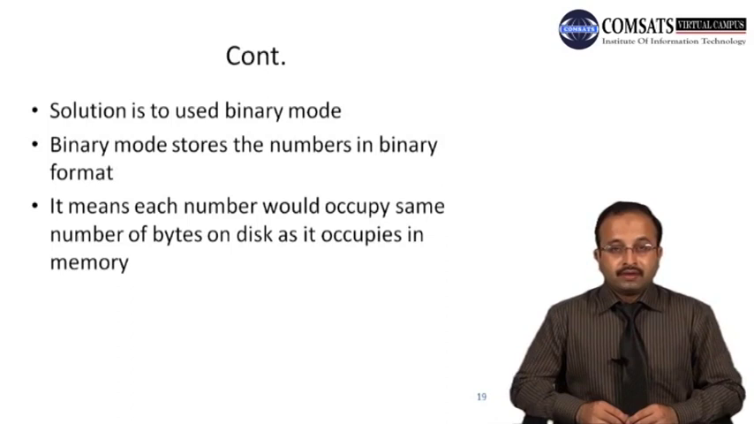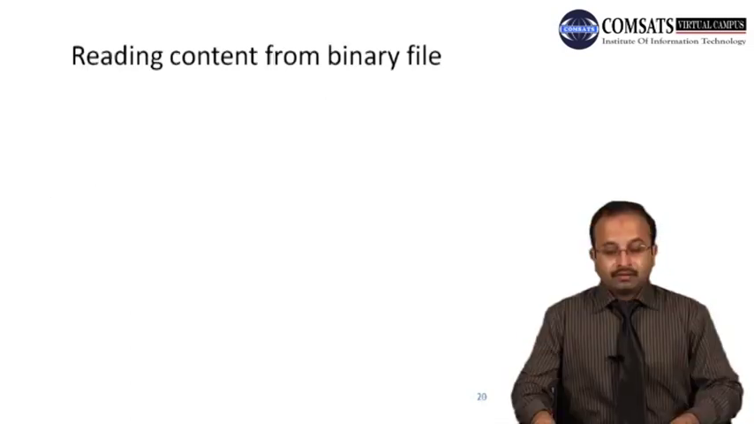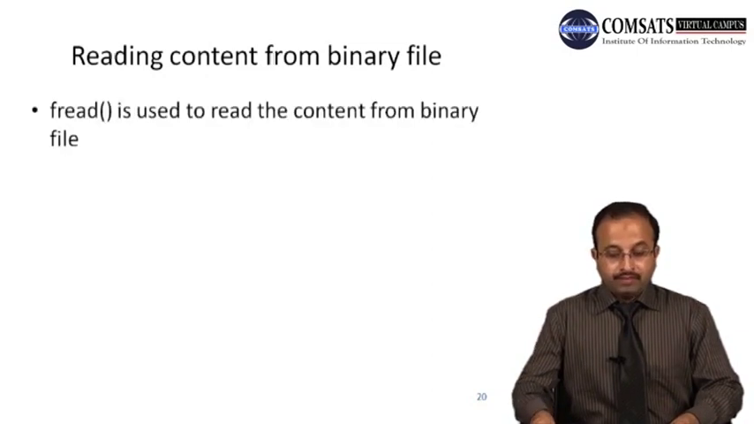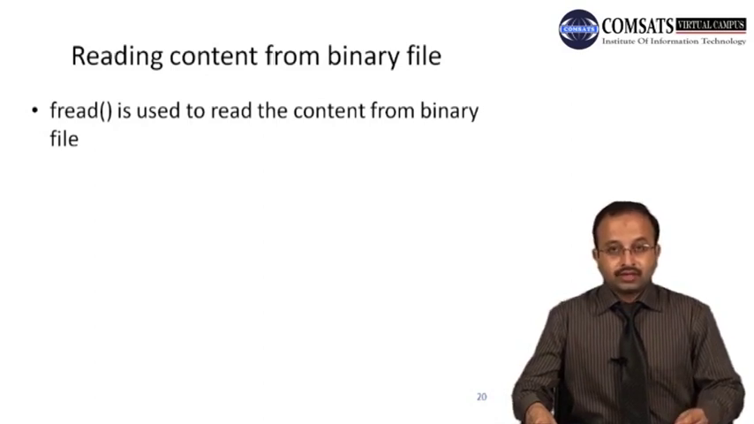So if you want to store a floating point value, it occupies 4 bytes. If you are storing an integer value, whether it is a 5-digit number, a 6-digit number or a 1-digit number, it occupies 4 bytes. Now reading content from a binary file. fread is used to read the content from a binary file. fread is a function and fread is used only and only for binary files.